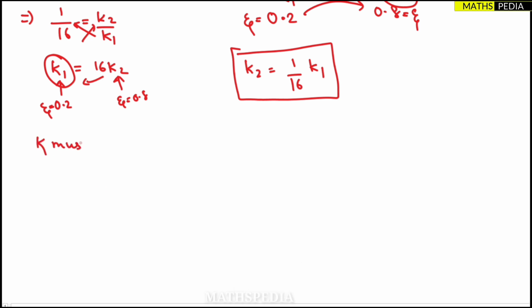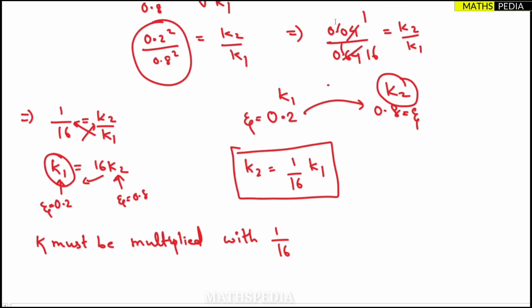K must be multiplied with 1 by 16. Don't write 69 comma, because the thing is that we have to increase and get the 0.8 value. So you have to get the k2 value. So what will be k2? K2 is equal to 1 by 16 of k1.